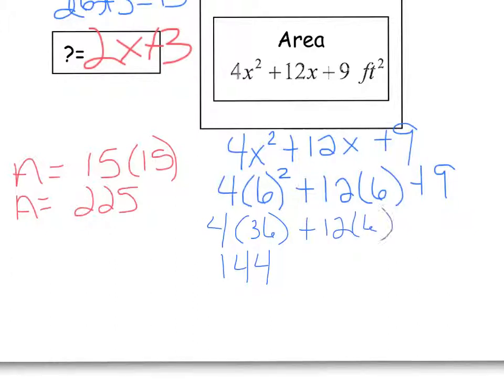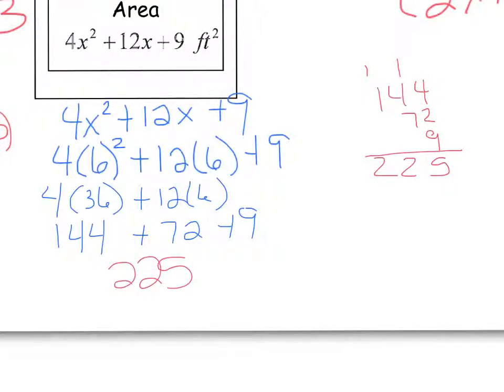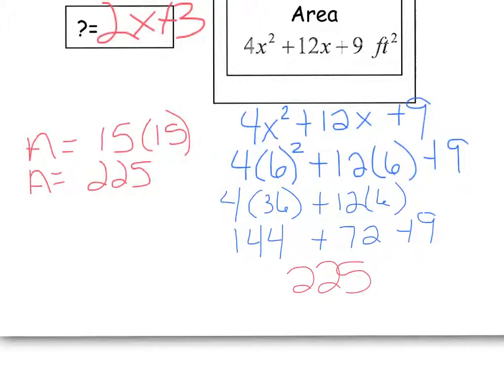And 12 times 6 is 72. And when we add all of these together, what do we get? Well, let's write it off here to the side. 144 plus 72 plus 9. That's 153... 12, that's 225. And it matches. So see, that's how we know that we have the right factors back here.